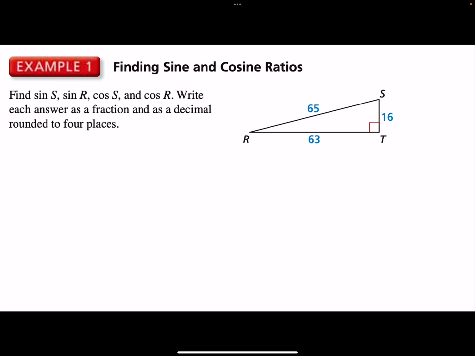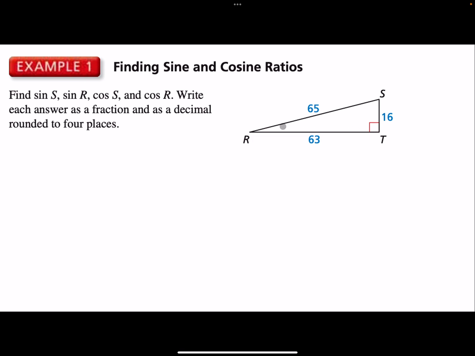So, first thing I'm going to do is identify everything based on what angle we're looking at. So the first thing says find sine of S. In fact, after I do sine of S, instead of doing sine of R, I'm going to do cosine of S, because these are both dealing with the same angle, right? Angle S. S is going to be my theta for both of these. So let's look at angle S, and let's identify each part of this triangle.